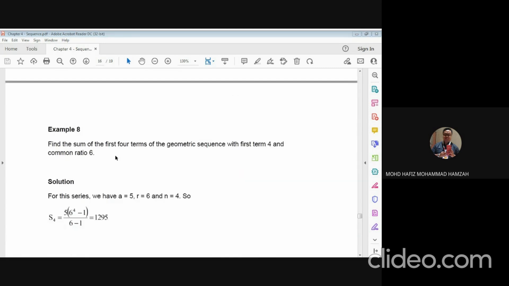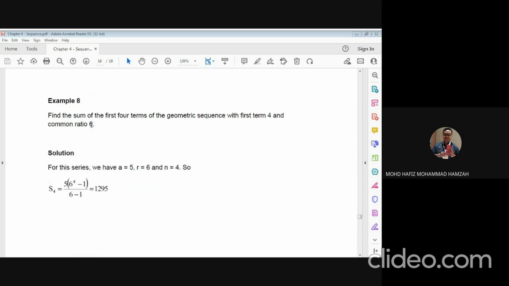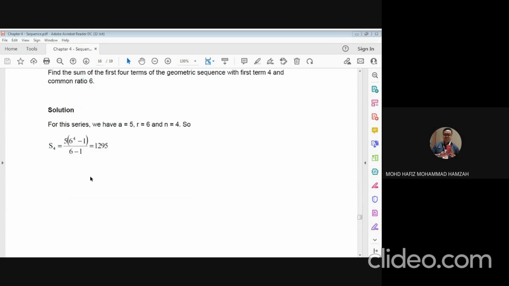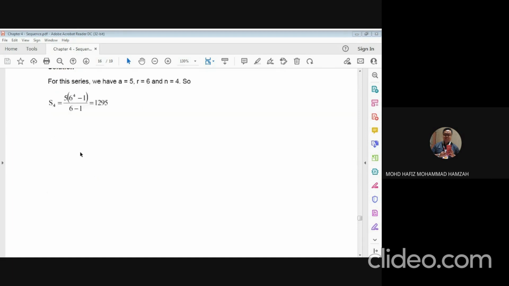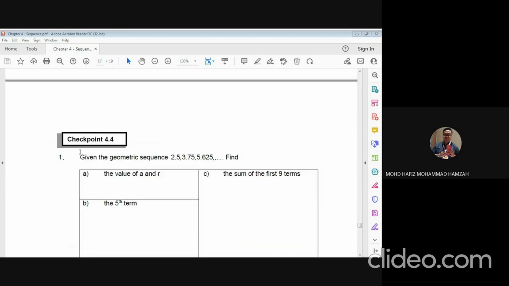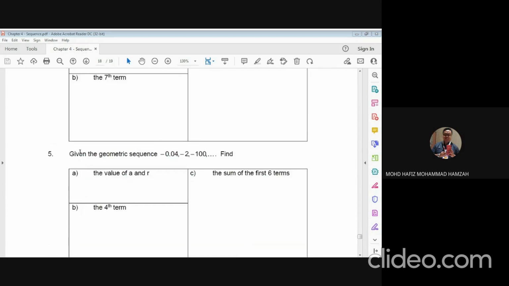Okay, so another example. Find the sum of the first four term, so N sama dengan 4, of the geometric sequence with the first term A, common ratio R. So R is 6, A is 5, N sama dengan 4. So kita gunakan formula for S4, which is 6 to the power 4 minus 1. Sebab R dia greater than 1 kan, 6. So guna macam tadi lah, 6 kuasa 4 tolak 1, dapatkan nilai dia, darab 5 bagi dengan 5. So 1295.